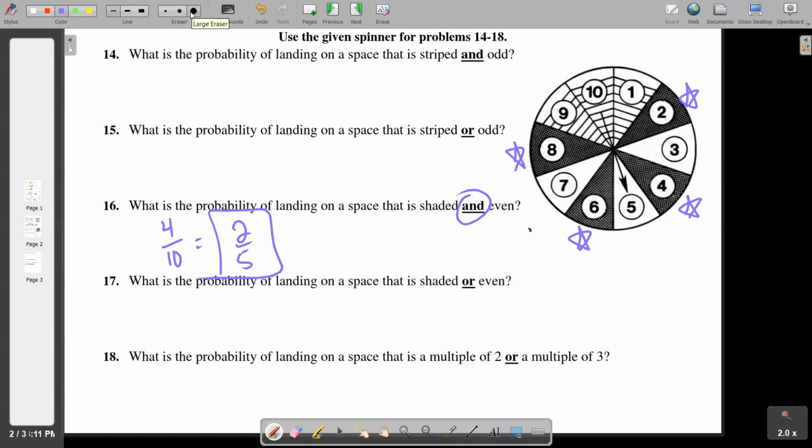And now look, it's game on time, right? So here we go, Trinity and anybody else. Let's practice this bad boy. We get to do another OR. So shaded or even. So here we go, shaded.